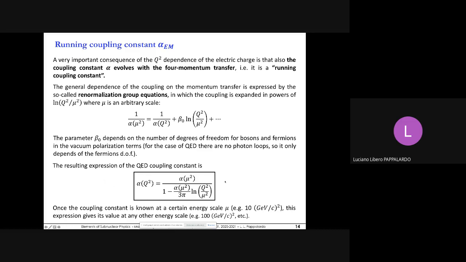And this is a very fundamental equation because it tells you how to calculate the value of alpha at any Q square value once you know its value at a given scale mu. Suppose that mu is 10 GeV square. Suppose that you know the value of alpha at 10 GeV square. Then using this equation here, you can calculate the value of alpha at whatever Q square value: 100 GeV, 1 TeV, whatever.